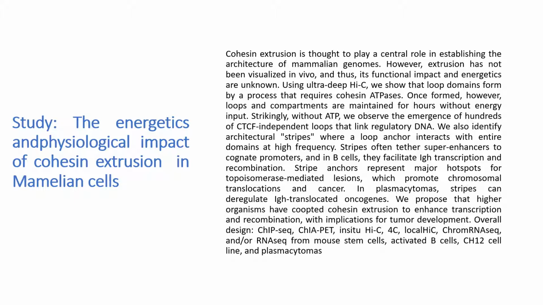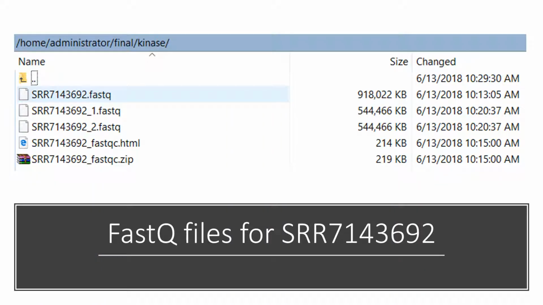The present slide explains the details of the study during which the DNA sequencing was done. So the study was about the energetics and physiological impact of cohesin extrusion in mammalian cells. So this is an overview of the FASTQ files obtained for the DNA sequence of accession number SRR7143692.